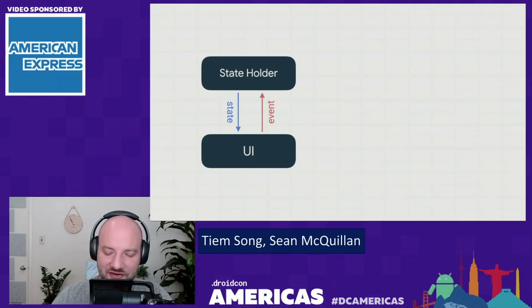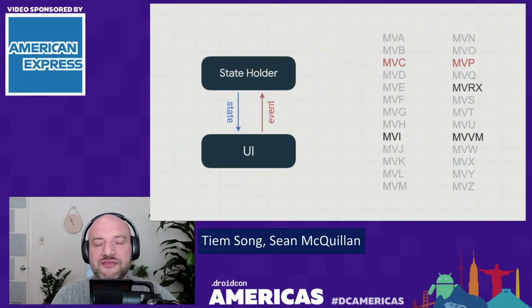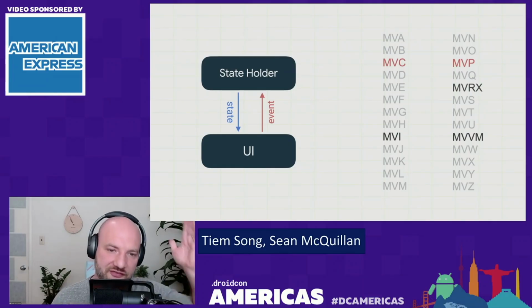So taking a little architecture pause, as I was preparing this talk, I did a quick survey of the entire architecture alphabet to check which ones interact directly with this unidirectional data flow idea. That's specifically where state flows down and events flow up.